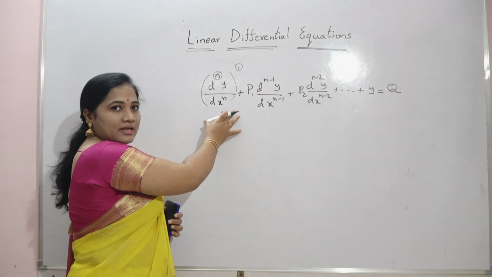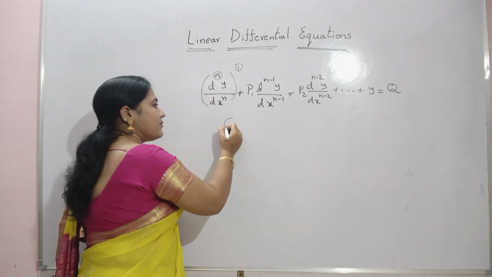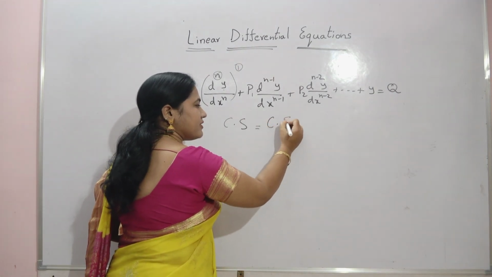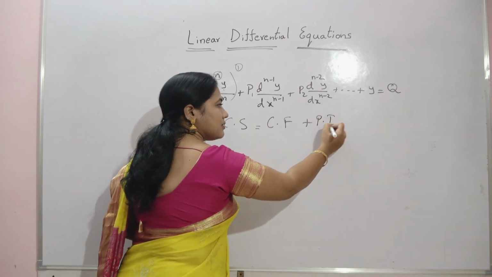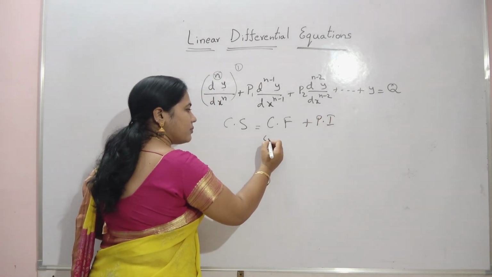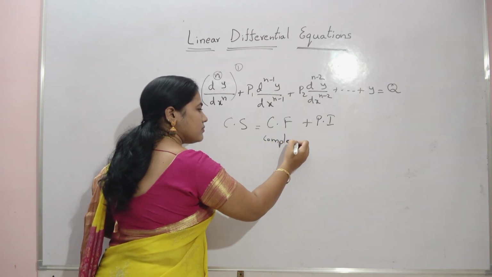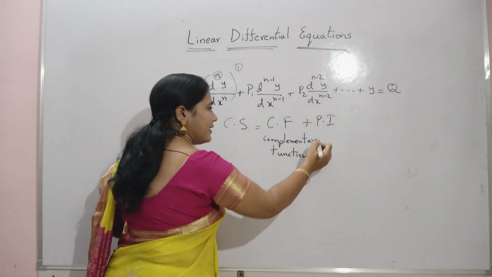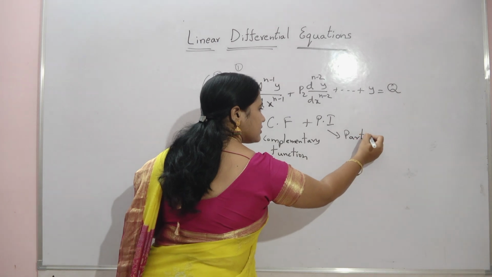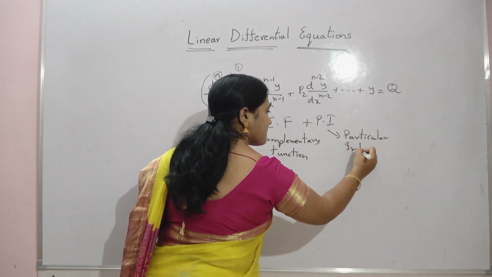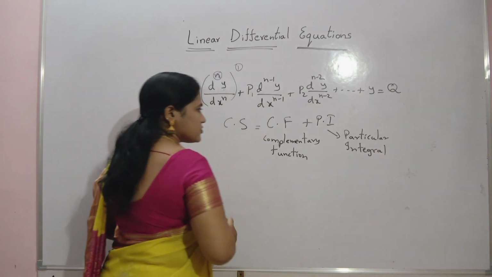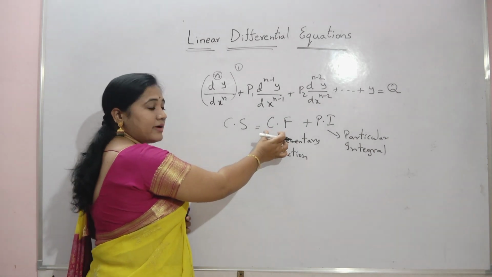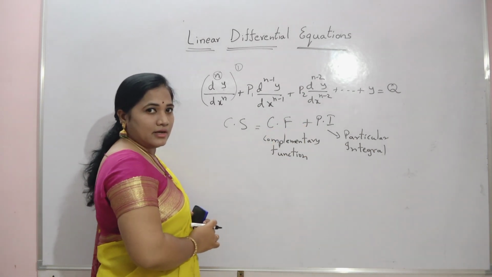To find the solution of a linear differential equation, the complete solution equals complementary function plus particular integral. CF means complementary function, and this is the particular integral. So to find the complete solution of a linear differential equation, you should know how to find the complementary function and how to find the particular integral.